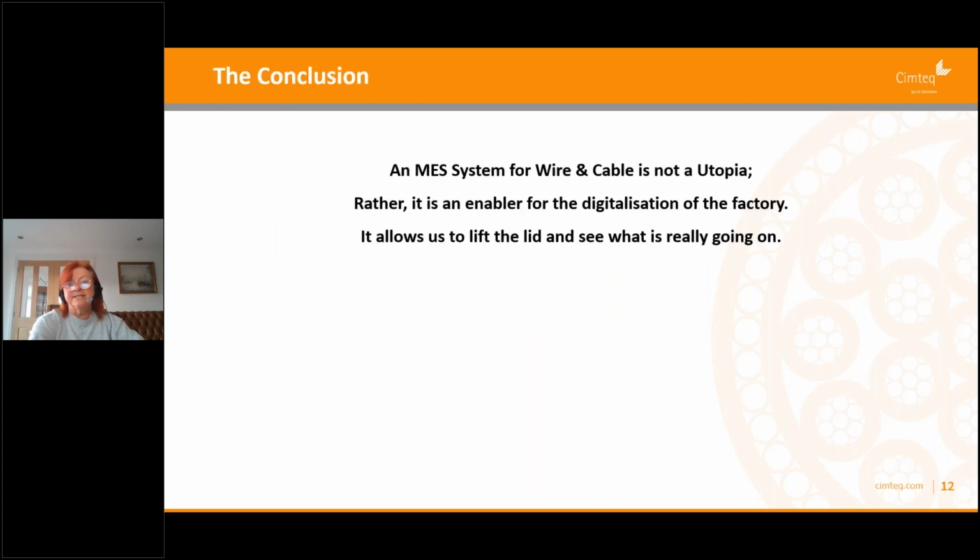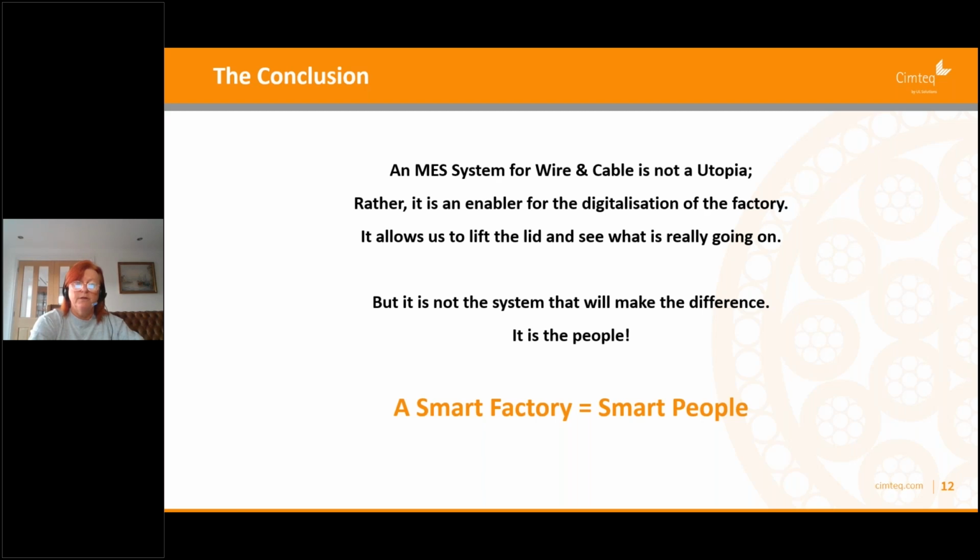The thing to know is an MES system for wiring cable is not a utopia. It's an enabler to help you digitize the factory, and it allows us to lift the lid and see what's really going on. But it's not that. It is the tool. It doesn't actually solve your problems. The system is not what makes the difference. It's the people using that system. So the system is there to help people.